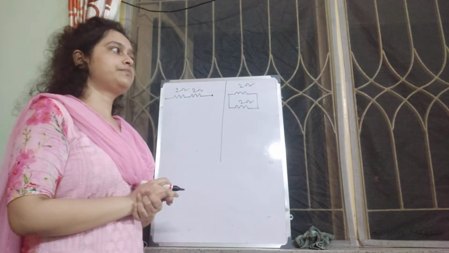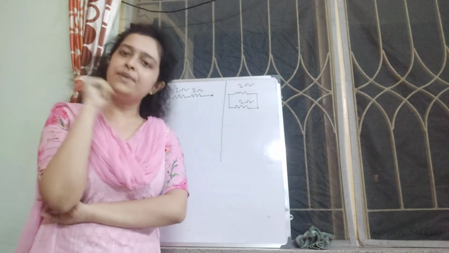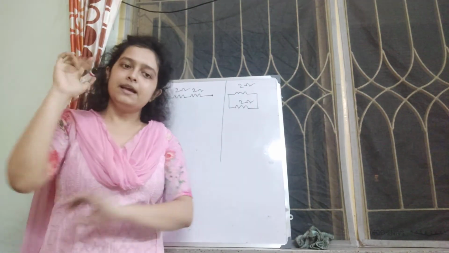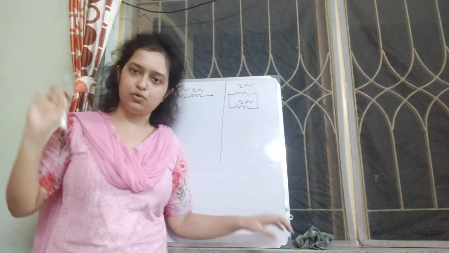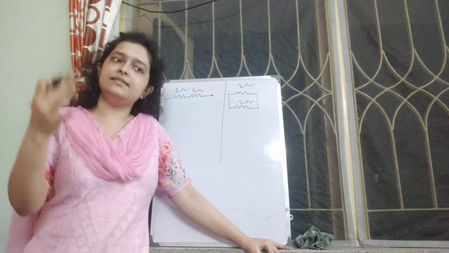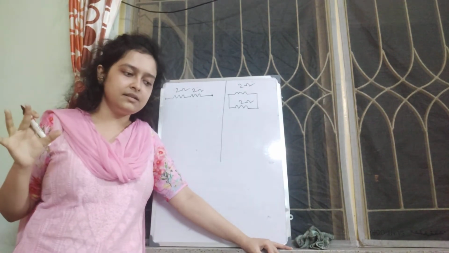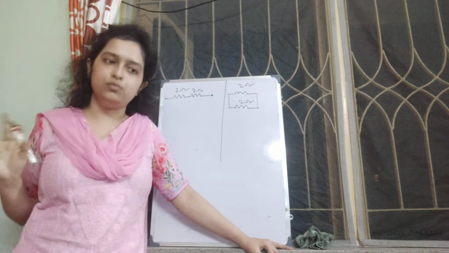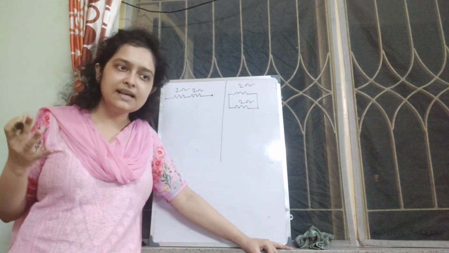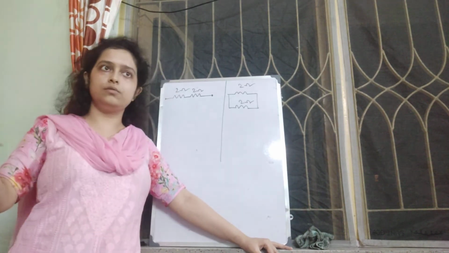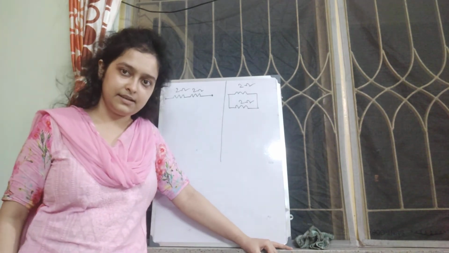Suppose you have got 2 ohm resistances, each of value 2 ohm. If I ask you, can you make a resistance which is more than 2 ohm? Then you will ask me, how can I make more value with the 2 ohm resistance? How can I make that?